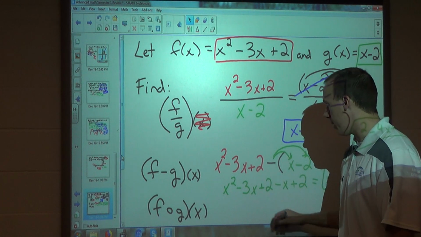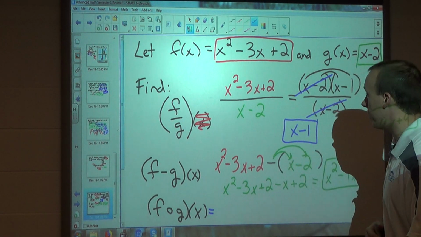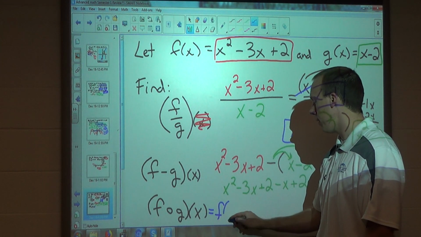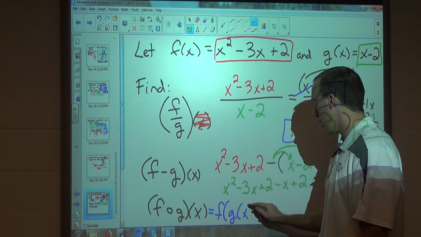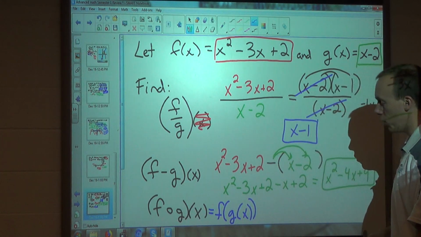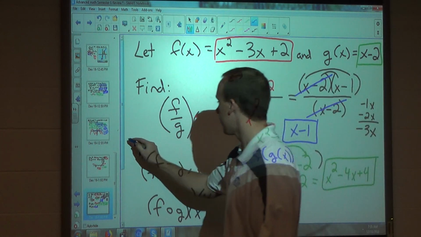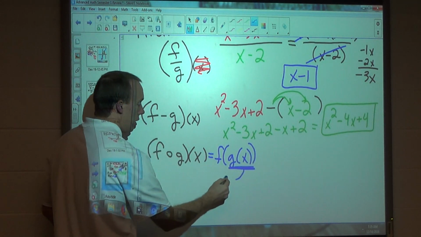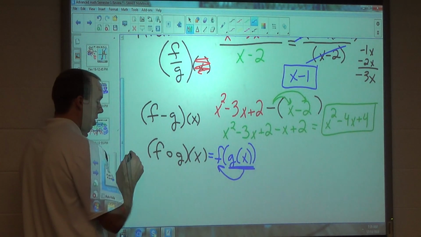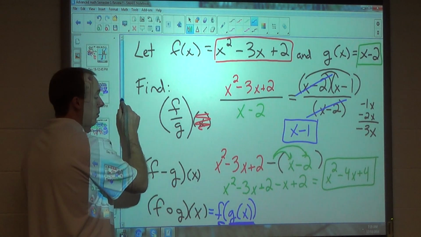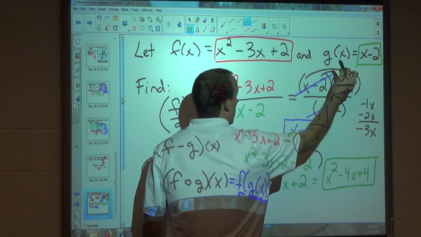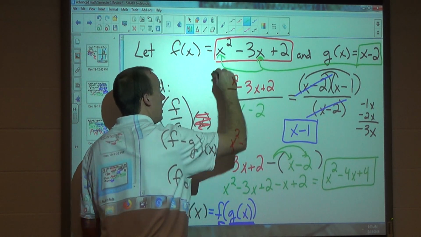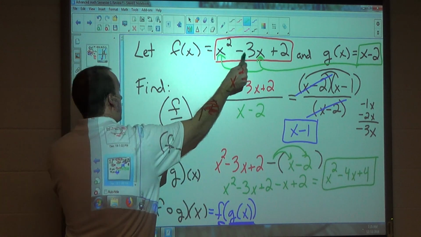Okay, and the last problem here, f circle g of x. How do you rewrite f circle g of x? It's the same as f of g of x. So what's on the inside? The g of x is on the inside here, so you're going to take g of x and plug it into the f function. So I'm going to take my g of x, which is green, and plug it into my f function. Now how many times do you have to plug it in here? Twice, because there's an x here and an x here.